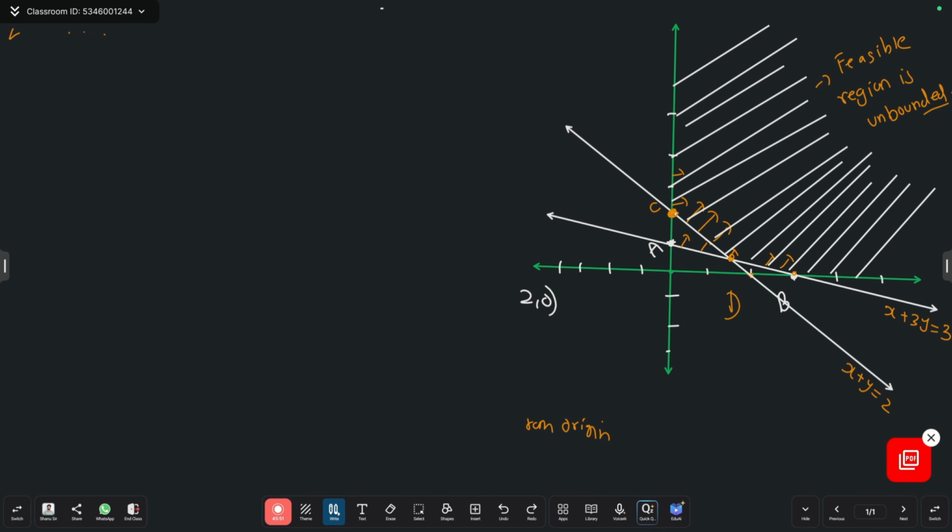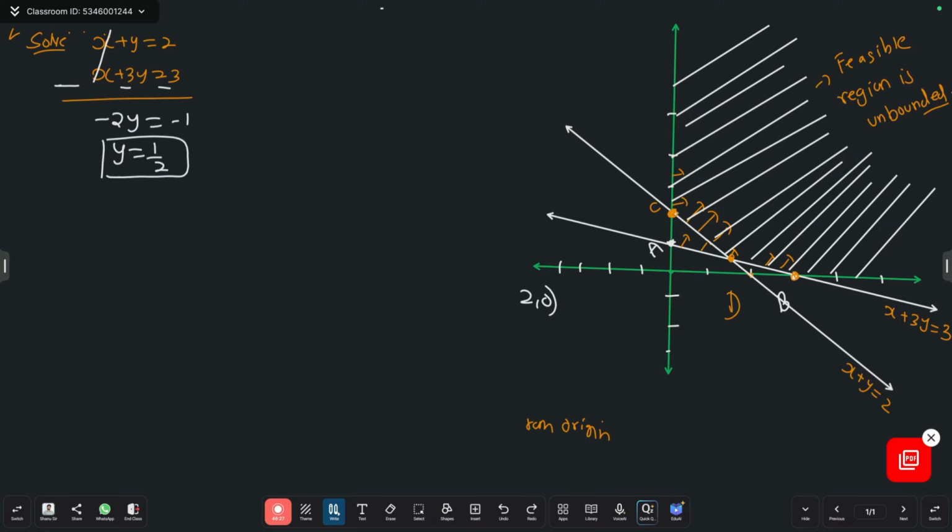How many corner points? One, two, and three. We will consider three corner points. One is this, one is this, and one is this. This point is the intersection of x plus y equals 2 and x plus 3y equals 3. Solve quickly: subtracting, 3y minus y is 2y, and here 3 minus 2 is 1. So y is 1 by 2.